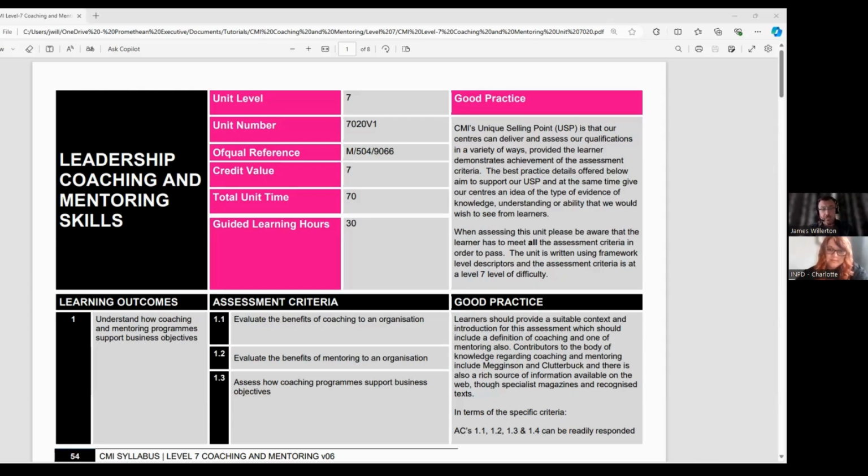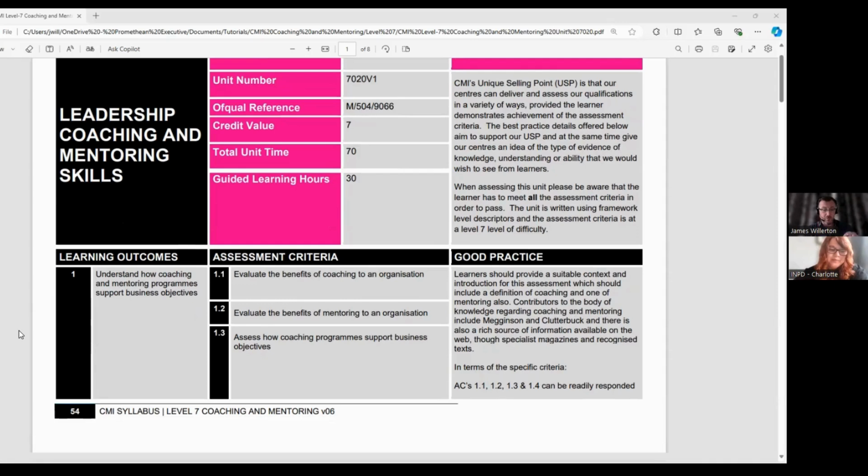Let's get going then. Learning outcome one to start with is to understand how coaching and mentoring programs support business objectives. This is kind of making the case for mentoring and coaching in an organizational context here. We don't tend to get too many referrals on this first learning outcome overall. A couple of exceptions we'll try and point out.